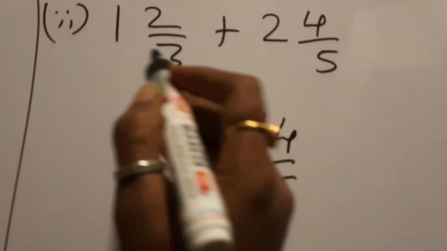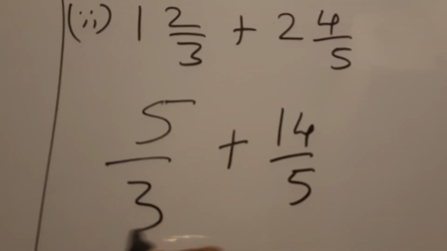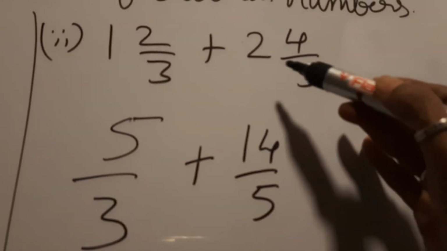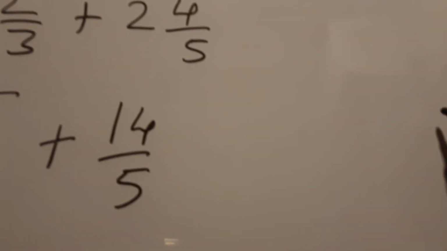So sorry about that. 3 1s are 3. 3 plus 2, 5. 5 upon 3. 5 2s are 10. 10 plus 4, 14 upon 5. If you want, once more I'll show it to you.